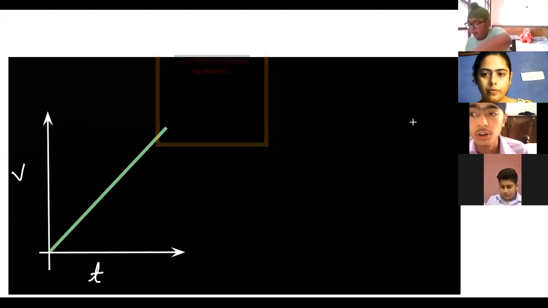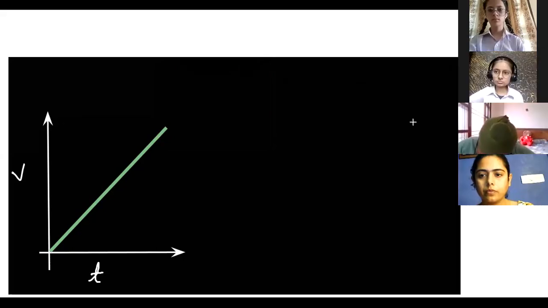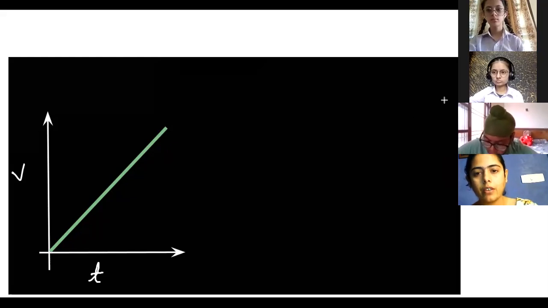Yes, Prabjot. Ma'am, in this, the object is moving. It is moving with which acceleration? There is acceleration. Yes, velocity is changing, so there exists acceleration. Is it the positive acceleration or the negative acceleration? Ma'am, positive. Positive acceleration. Very good.